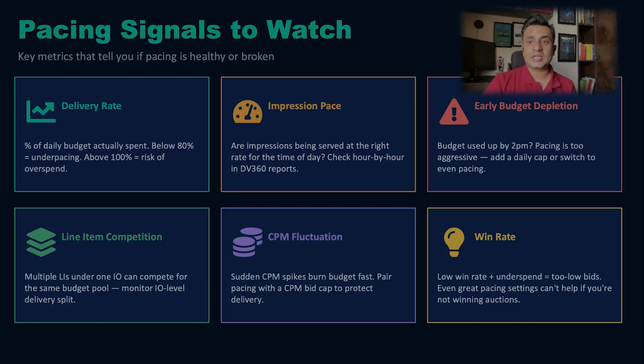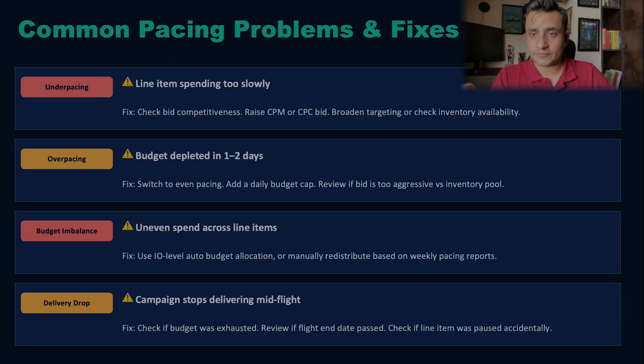Then win rate. Win rate is again a great metric to check. Low win rate plus underspend means too low bids. When your bids are really low, let's say you have set a bid of $1 for something which requires at least $3, you get a lower win rate and you start to underspend. So even great pacing settings can't help you if you are not winning auctions. To increase your win rate, sometimes you have to adjust the bid accordingly. Keep a check on your win rate and then increase your bids if your win rate is getting too low. Common pacing problems and their fixes.